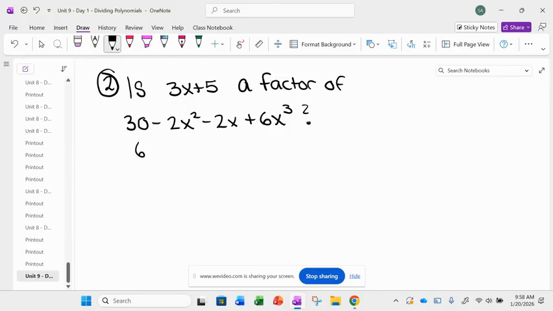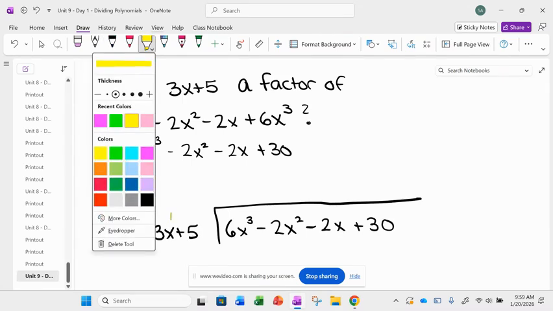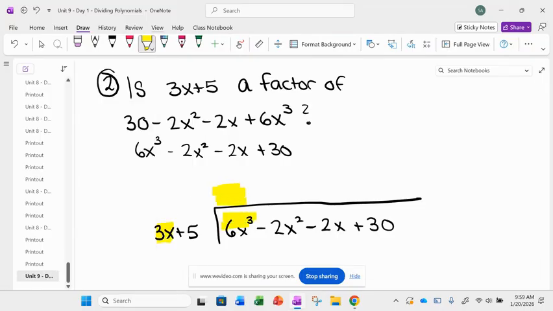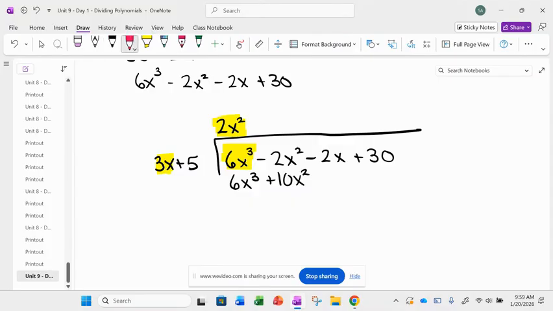Okay, so first thing I'm going to do is put it in descending order. So we have 6x to the third minus 2x squared minus 2x plus 30. That's our dividend, which goes on the inside. Our divisor is 3x plus 5. Now I'm going to ask myself, 3x times what gives me 6x to the third? So 3x times 2x squared. Now we're going to take that 2x squared and distribute it into the divisor. 2x squared times 3x is a 6x to the third. 2x squared times 5 is a positive 10x squared. At this point, we are subtracting, so I have to distribute in the negative and change all the signs.